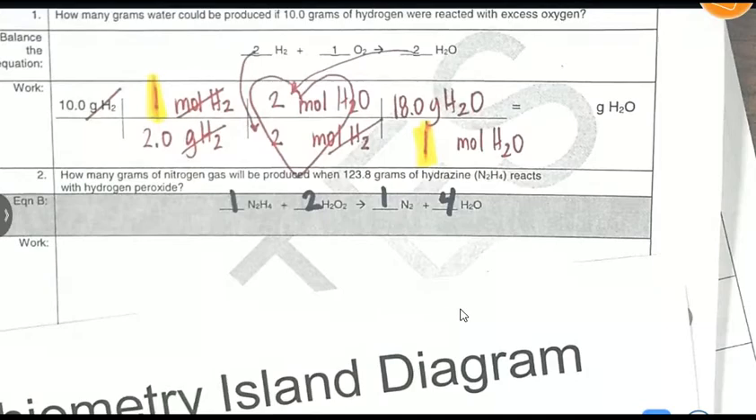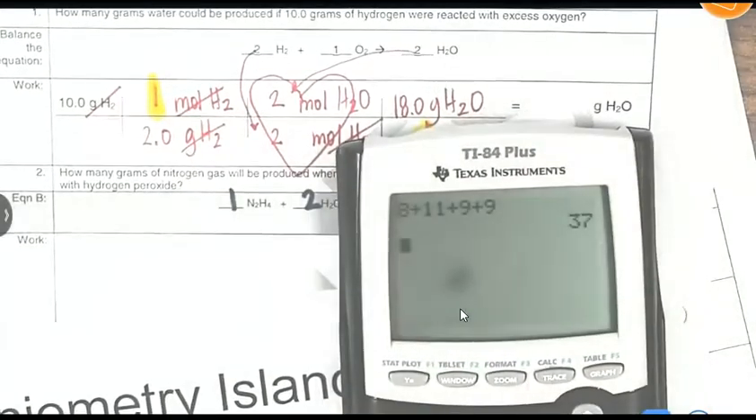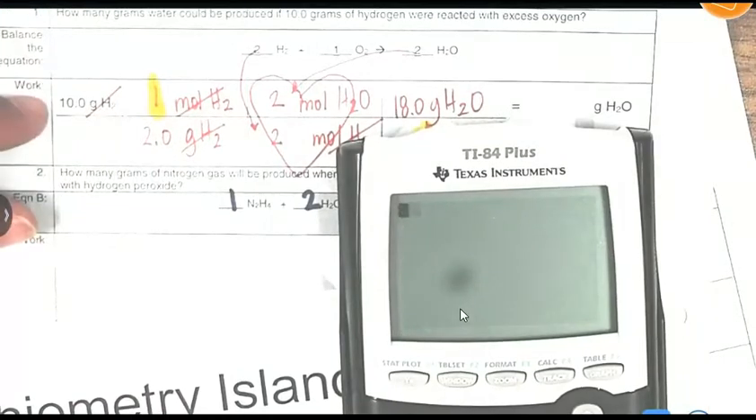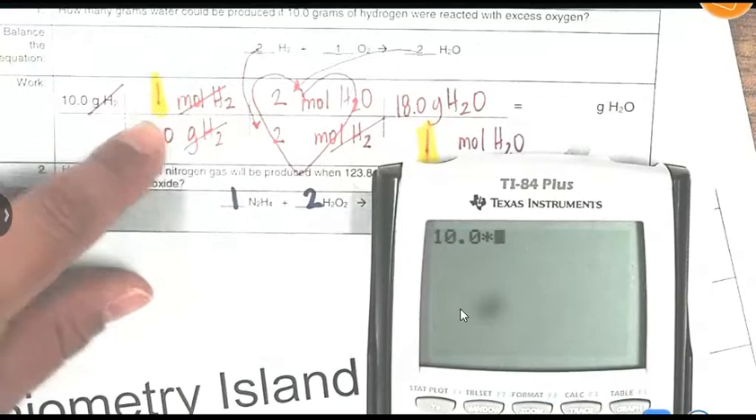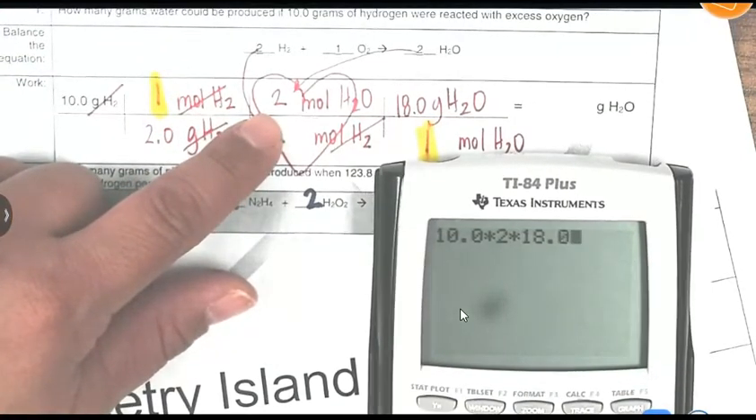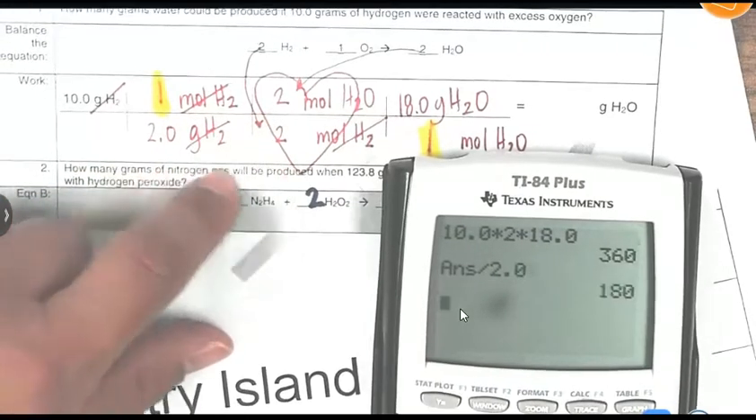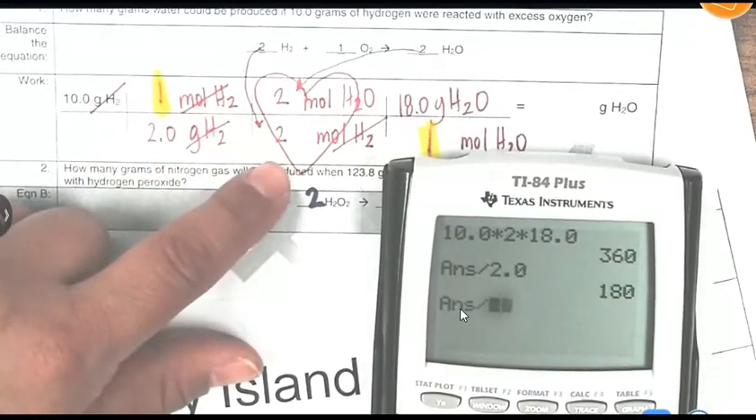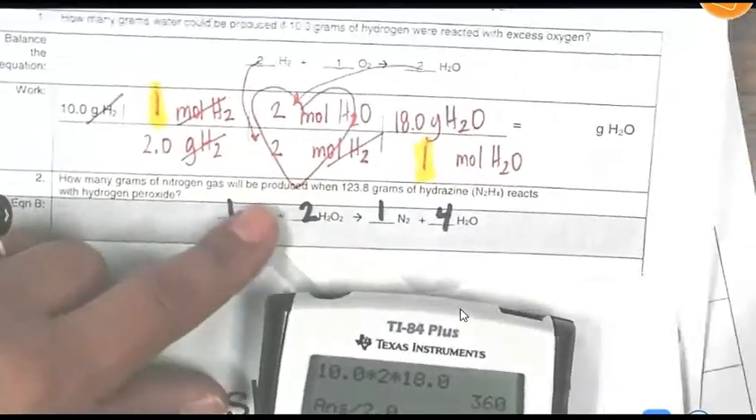So when I put this in my calculator, everything on top is multiplied. So 10.0 times 1, which is the same number, times 2 times 18.0, divided by 2.0, divided by 2, and that gives me 90.